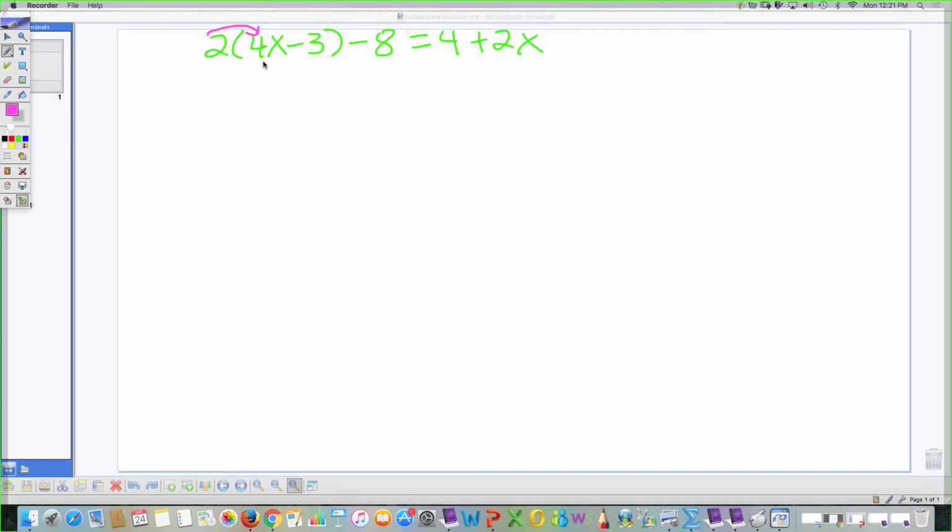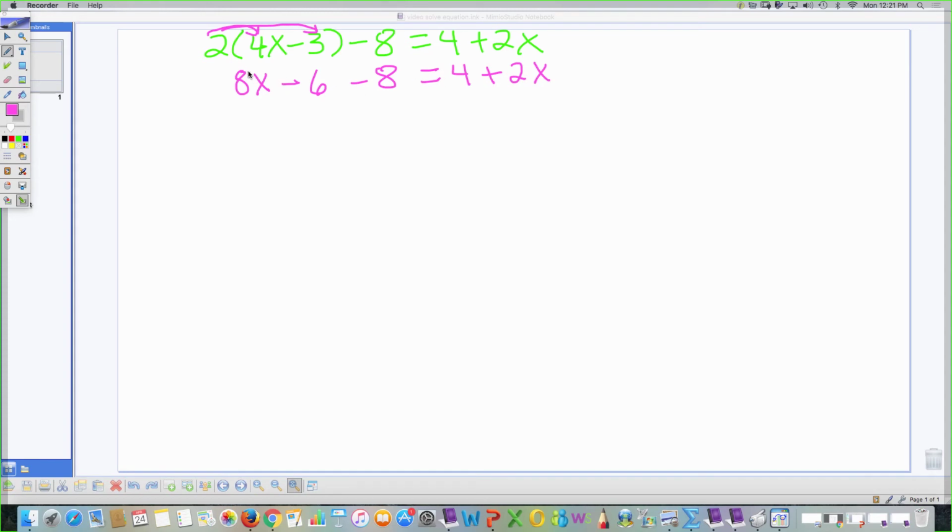2 times 4x. Remember, that's two groups of 4 x tiles. That's going to give us 8x. Okay, 2 times 4 is 8, times x is 8x. Then we have minus, okay, and we have 2 times 3. Two groups of 3 would be 6. Okay. Then everything else here we're just going to bring down with us.